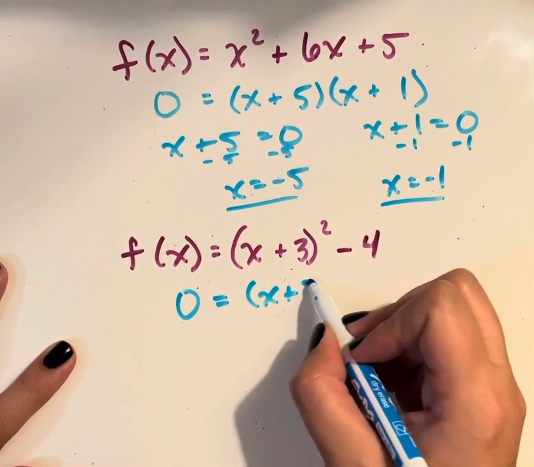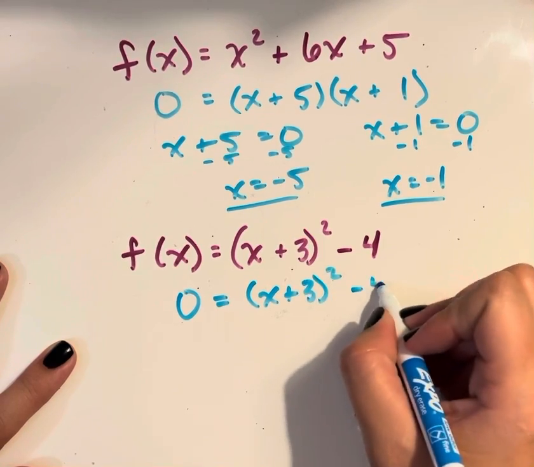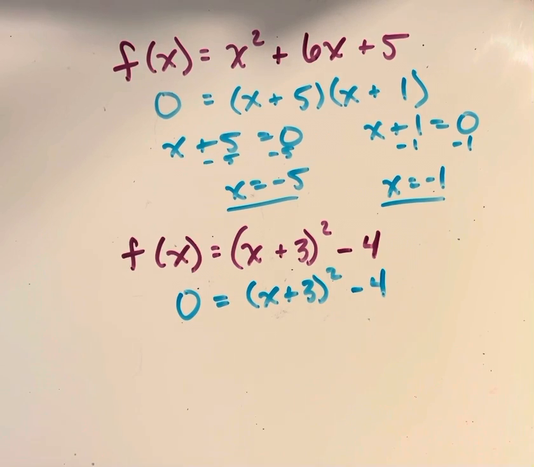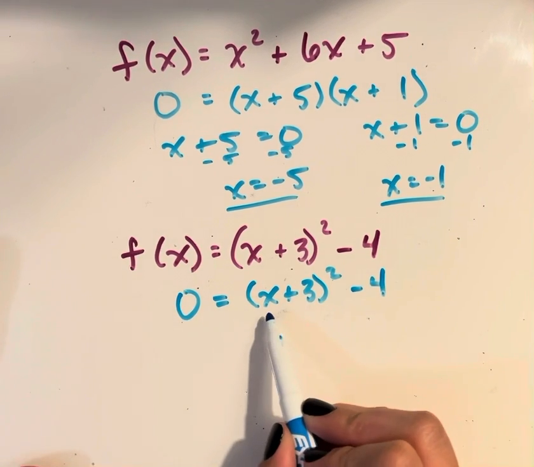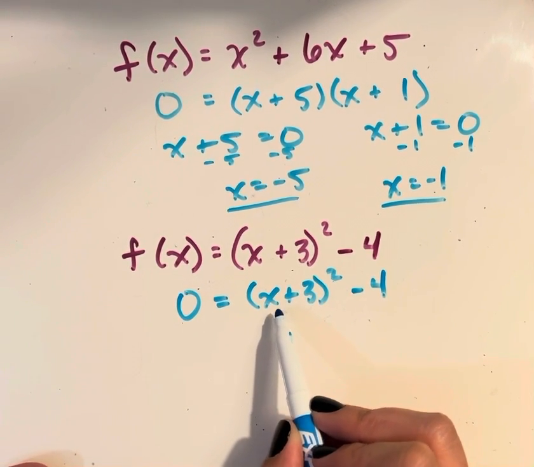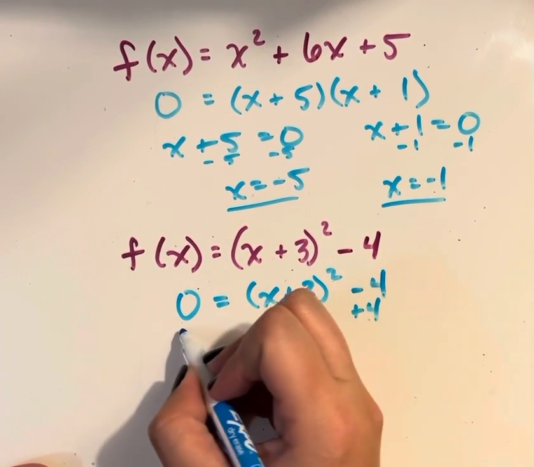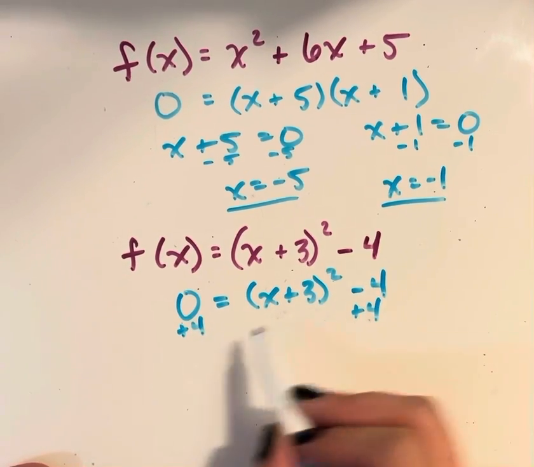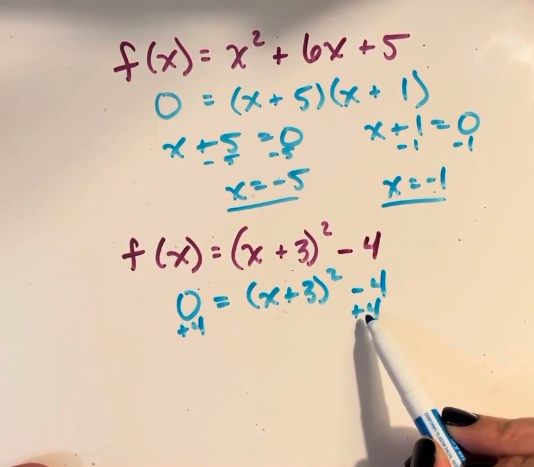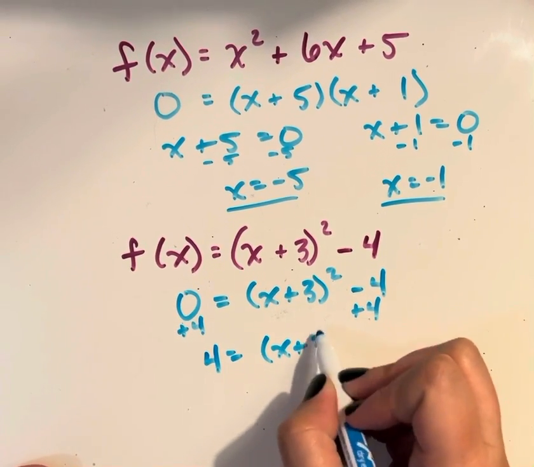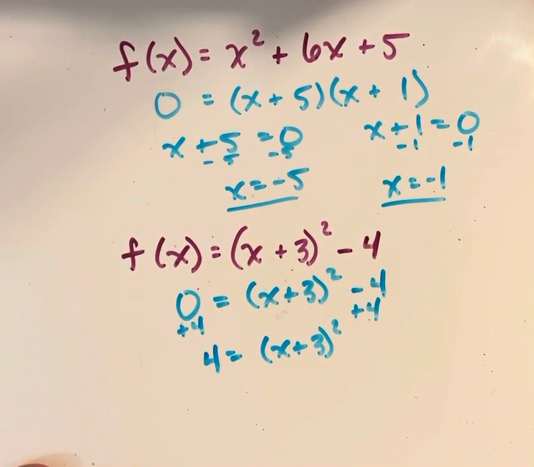So if 0 is equal to (x plus 3) squared minus 4, how can I figure out what value of x would make this equation true? So I'm really just trying to isolate x here. And I'm going to start with what's furthest away from x. So I'm going to move this 4 over to the other side. I'm doing inverse operations, so adding 4. So 4 is equal to (x plus 3) squared.